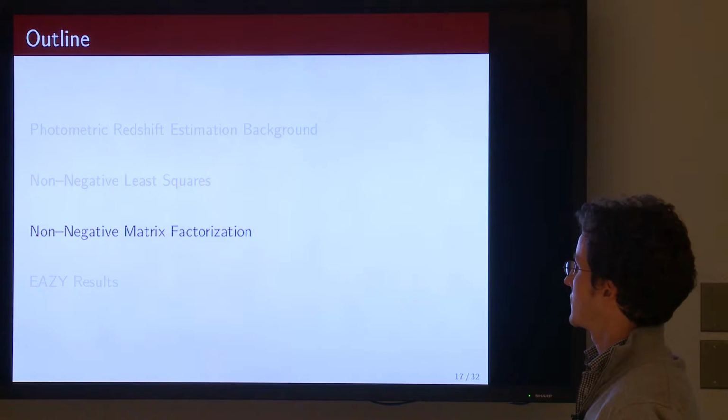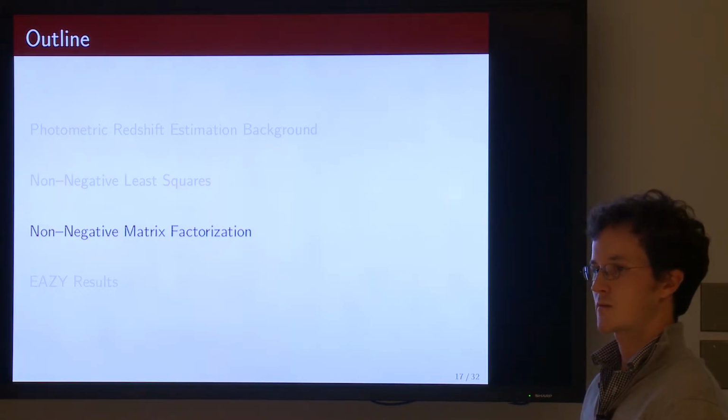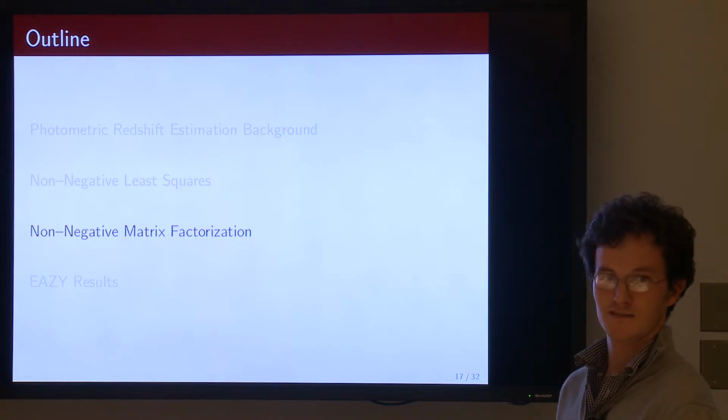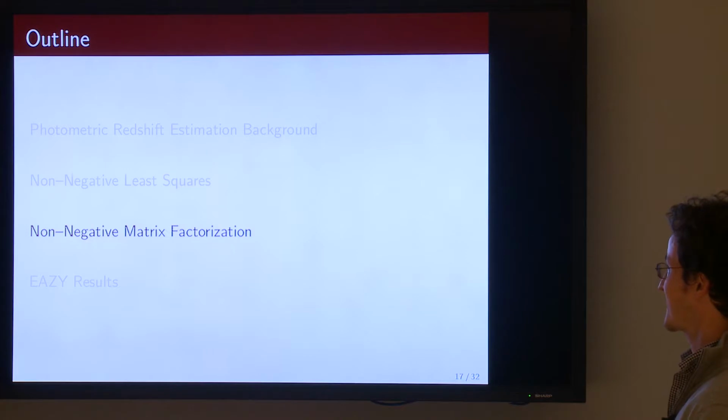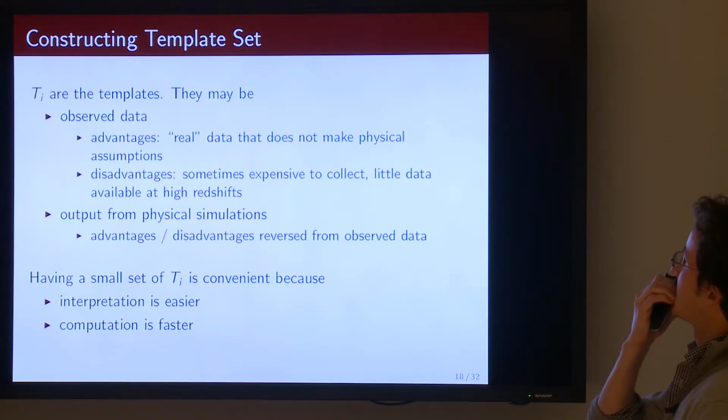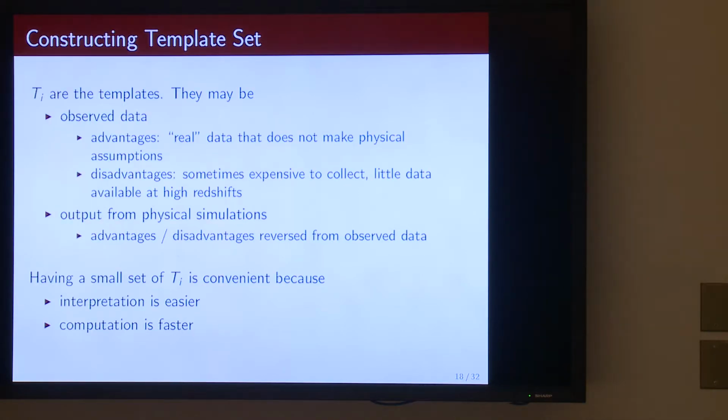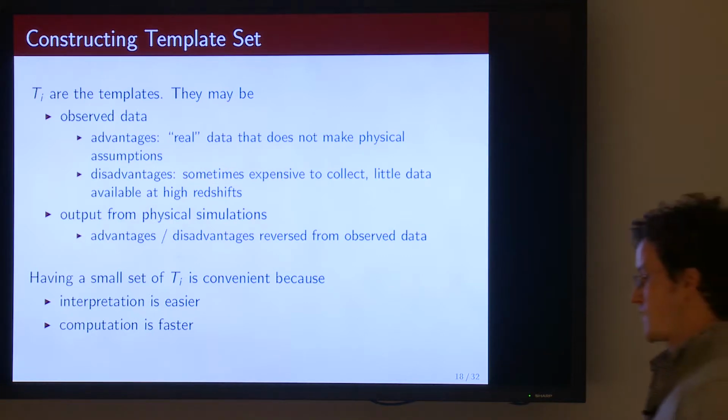The second issue is non-negative matrix factorization. Has anyone heard of non-negative matrix factorization? No? Okay, so we're at 40%. That's about right. We need a set of templates, and then for data, we're going to fit some linear combination of those templates to it. And we're going to make sure that the coefficients are non-negative.